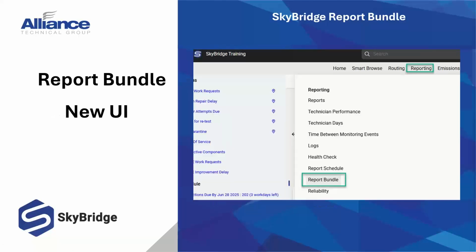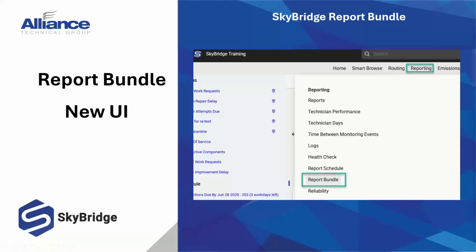Okay. So to get there, you have to remember, you have to be on the new UI at the top right-hand corner of your software. There's a little button, a little slider to turn on the new UI. And all the new stuff, by the way, will be under the new UI. So just to let you know that. So report bundler is under reporting, right under report schedule. You're going to see report bundle now.